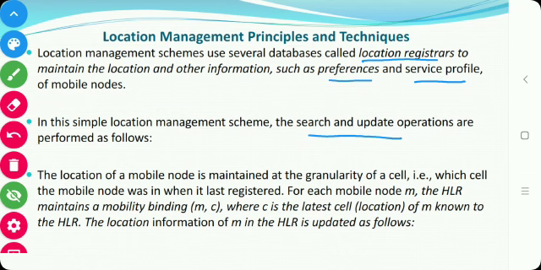First, the location of the mobile node is maintained at the granularity of the cell, that is, which cell the mobile node was in when it was last registered. So for that mobile node M, the HLR maintains a mobility binding, that is M and C, where M is the node and C is the cell where that mobile node's location is. So C is the latest cell or location of M known to the HLR. The location information of M in the HLR is updated as follows. We will see it one by one.